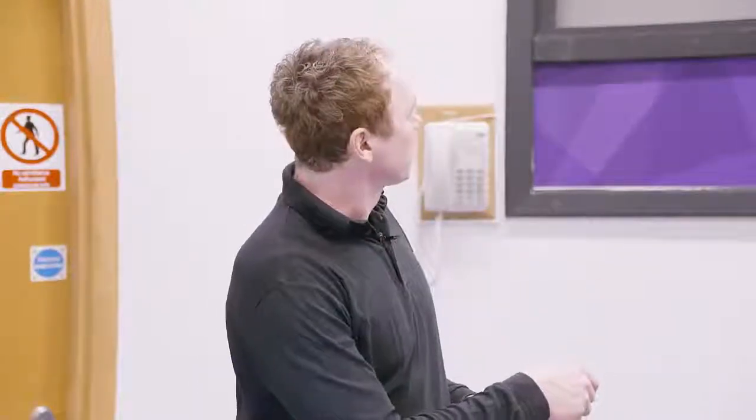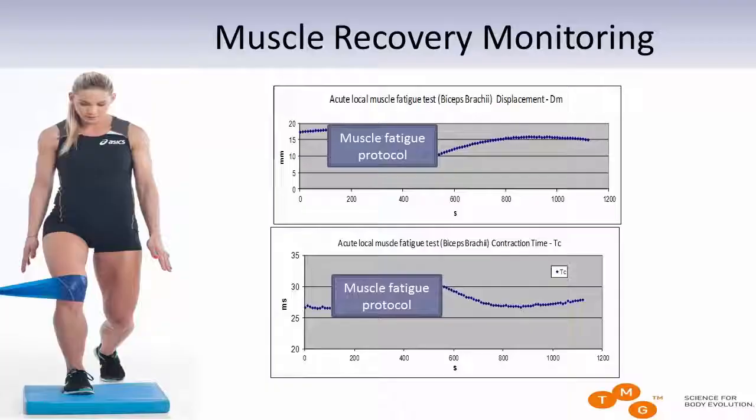You can also use it to see how long a certain muscle needs to recover after a certain training. So again, you do a certain training. In this case, it says muscle fatigue protocol. This was an example of a laboratory experiment. We took the biceps brachii muscle. We used tetanic electrical stimulation to really fatigue the muscle. And then after that, we measured every 15 seconds.